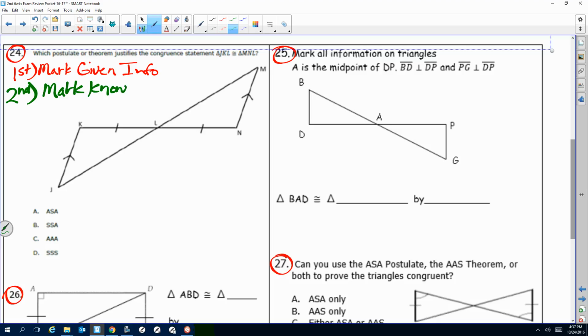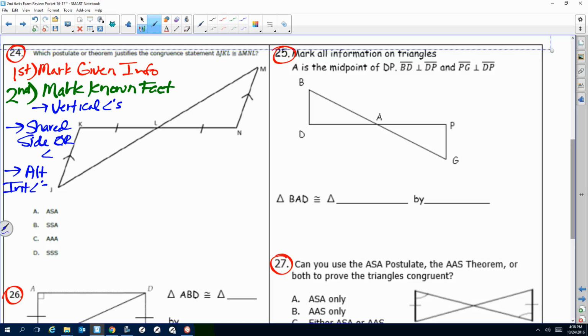Things that we consider known facts, things that are not going to be marked for you, would be the first most common one is vertical angles. And I might be running out of room. Next most common is a shared side or angle. And I'll show you an example of each of those. Next, third most common is alternate interior angles. This is with parallel lines, when you have parallel lines.